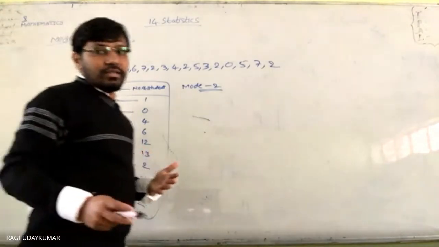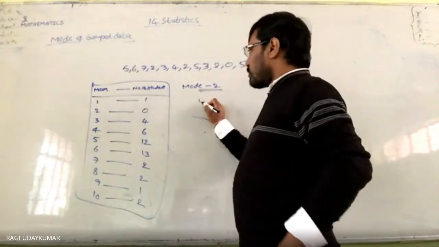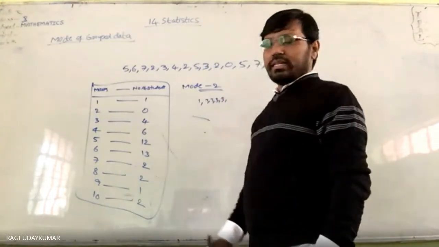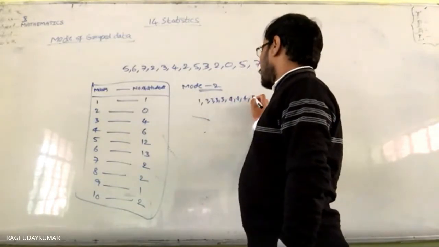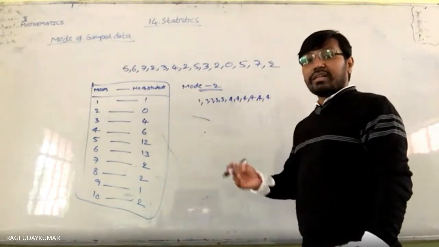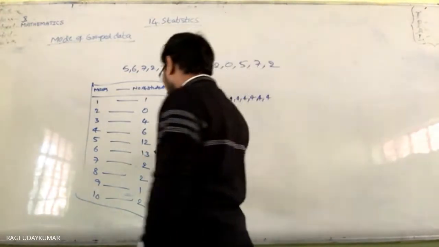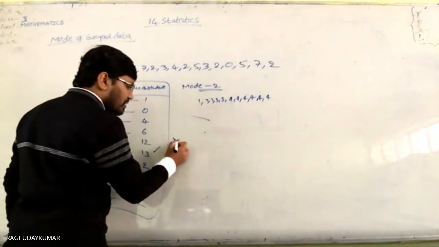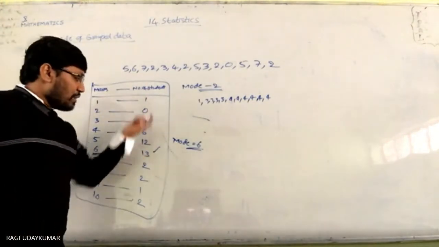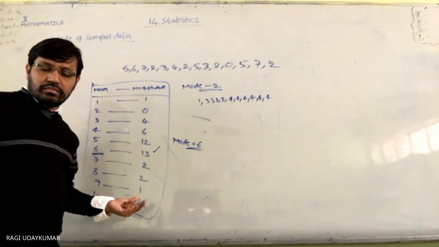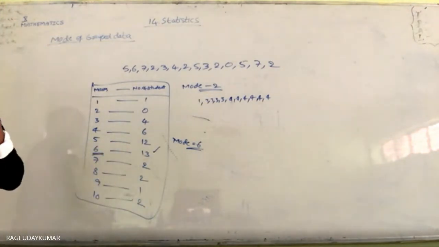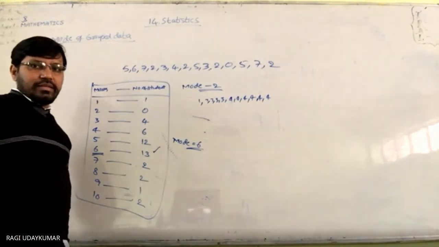Actually, if you want to write this data as ungrouped data, you write 1 mark once, 2 marks none, 3 marks 4 times, 4 marks 6 times, and so on. So whichever number is repeated more number of times, that number should be taken as the mode. Here 13 times is there, so the mode of the data is 6, not 13. 13 is the frequency, which is the highest frequency. Understood? Whichever has more frequency, that quantity should be taken into consideration. Okay? Understood here?